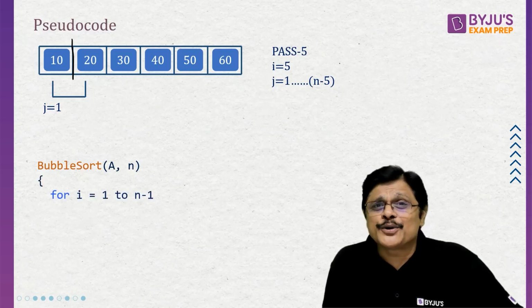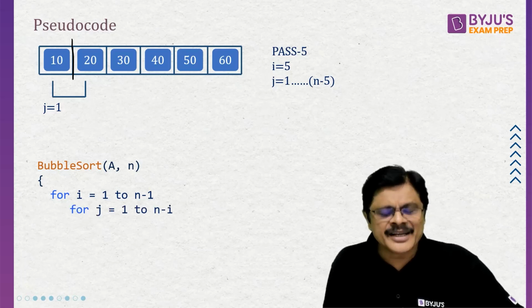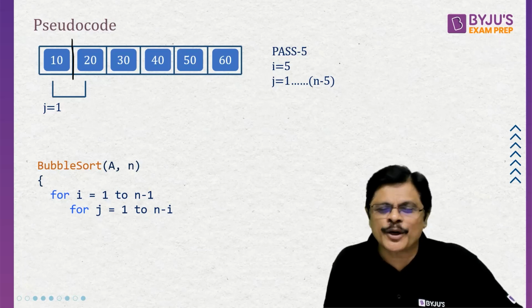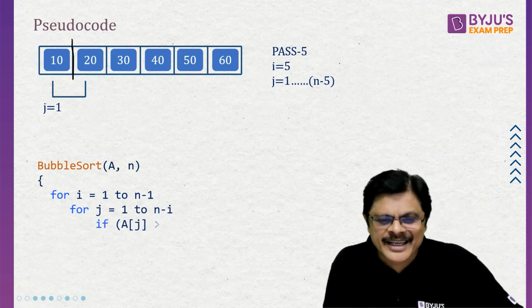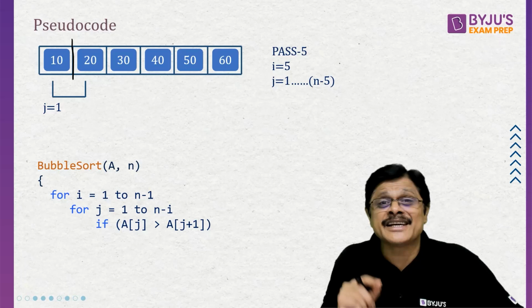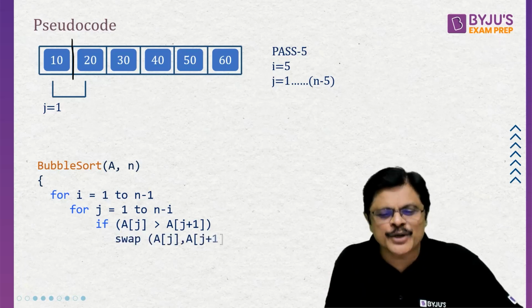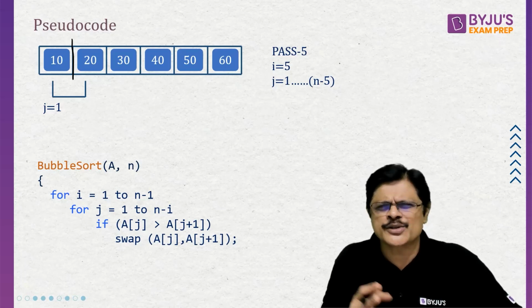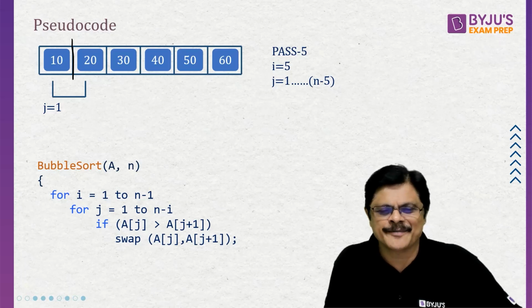i varies from 1 to n minus 1. So I will tell you how many passes you are going to do. Obviously n minus 1 passes. And here j varies from 1 to n minus i. And each time you are going to compare a[j] with a[j+1]. Whenever a[j] is greater than a[j+1], immediately do the swapping. Suppose a[j] is less than or equal to a[j+1], no swapping, sir. Even equal, no need of doing any swapping, my dear friends. And you continue for n minus 1 passes.